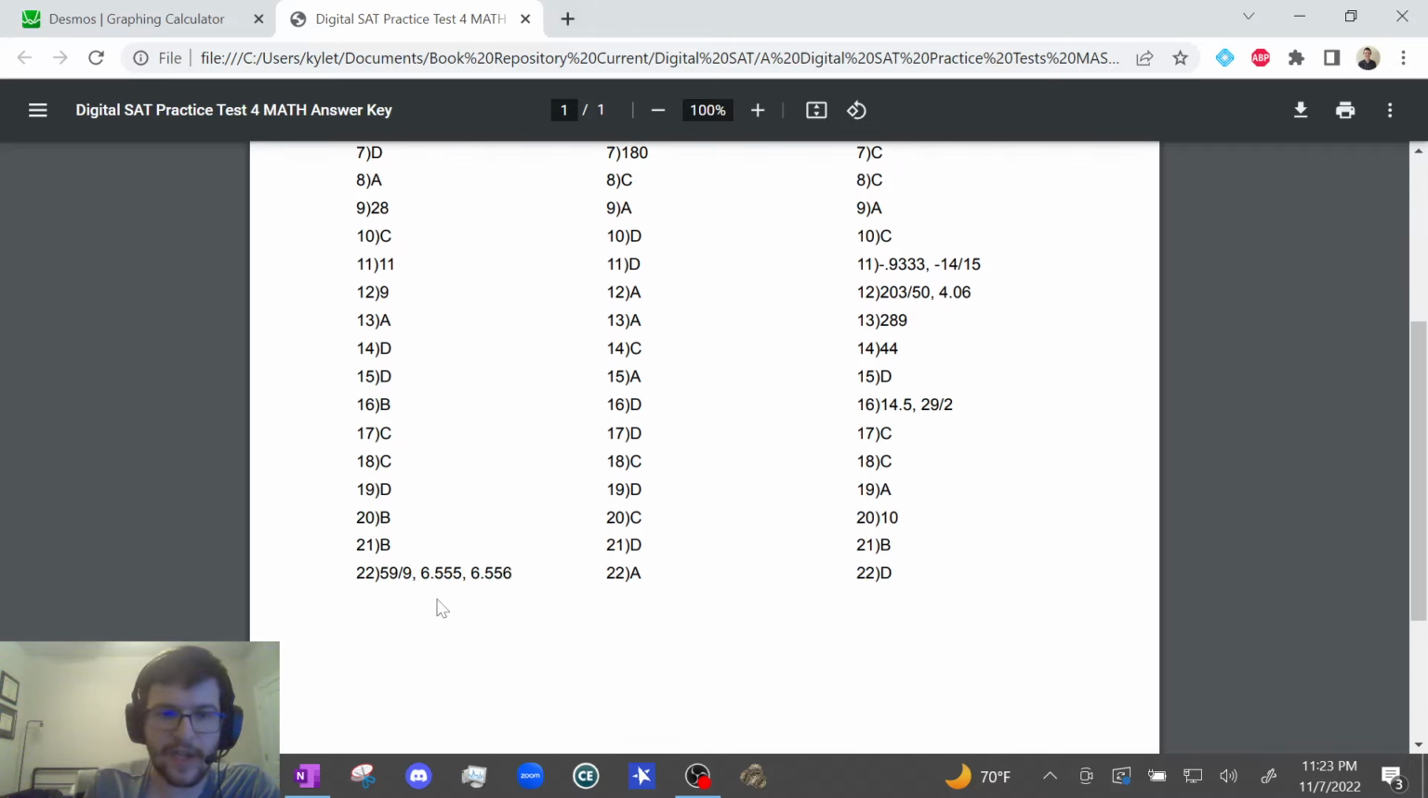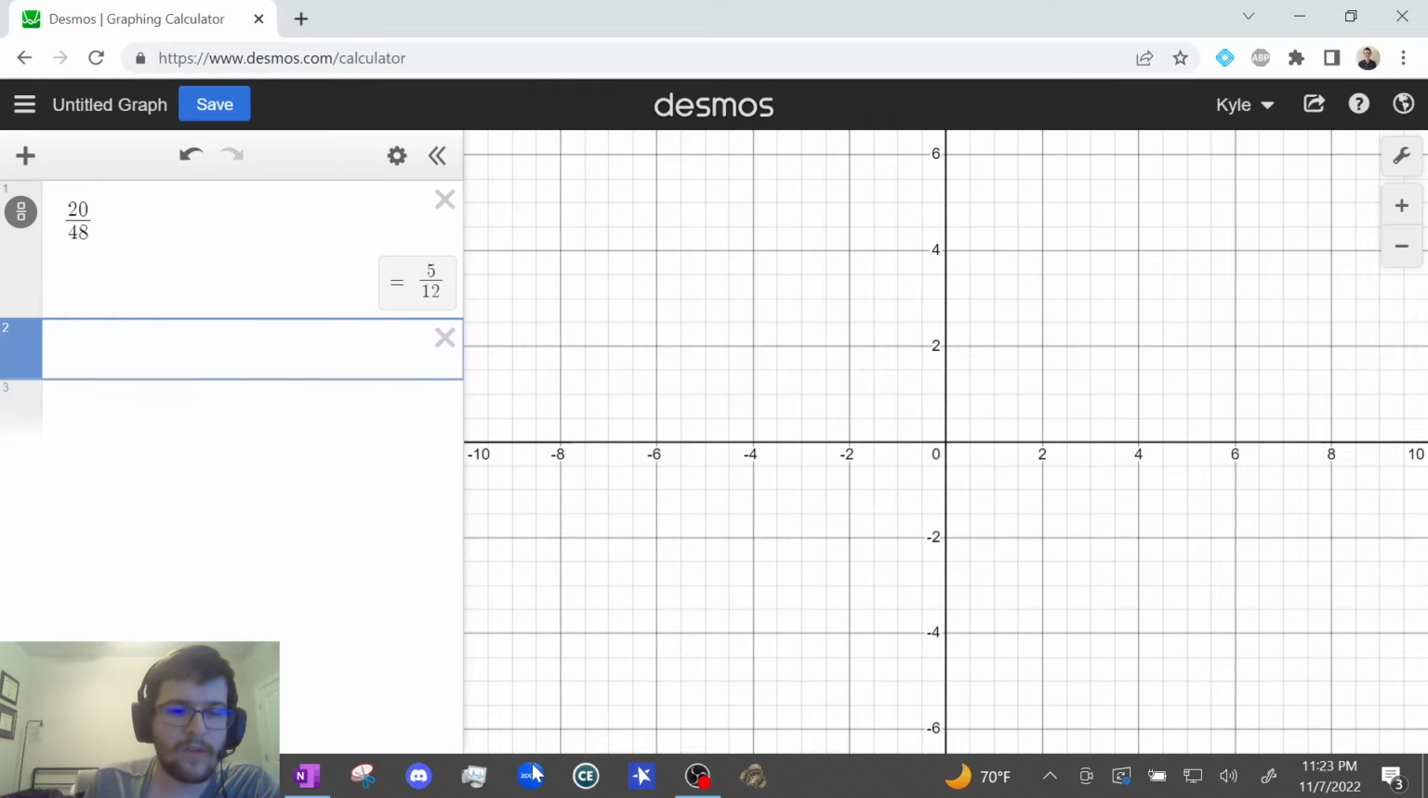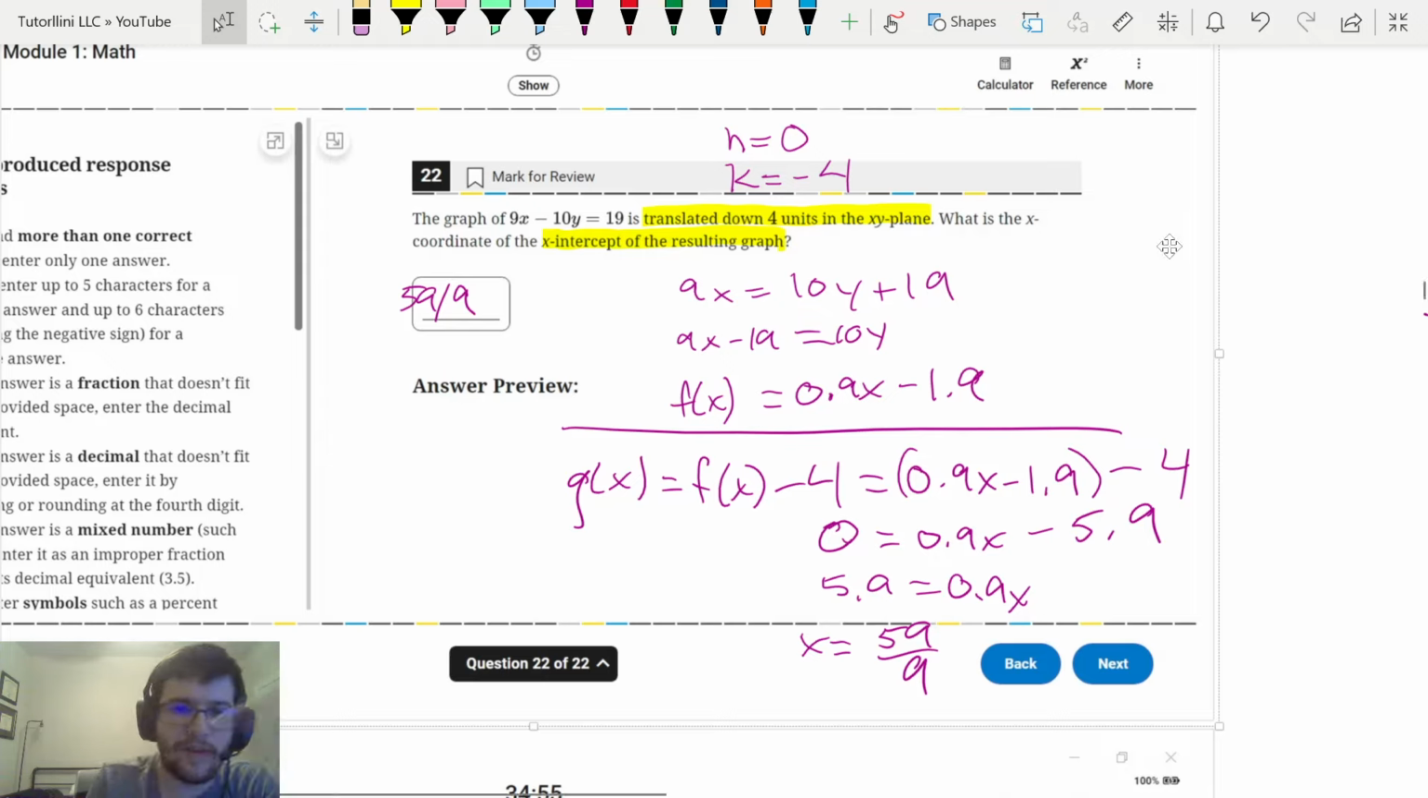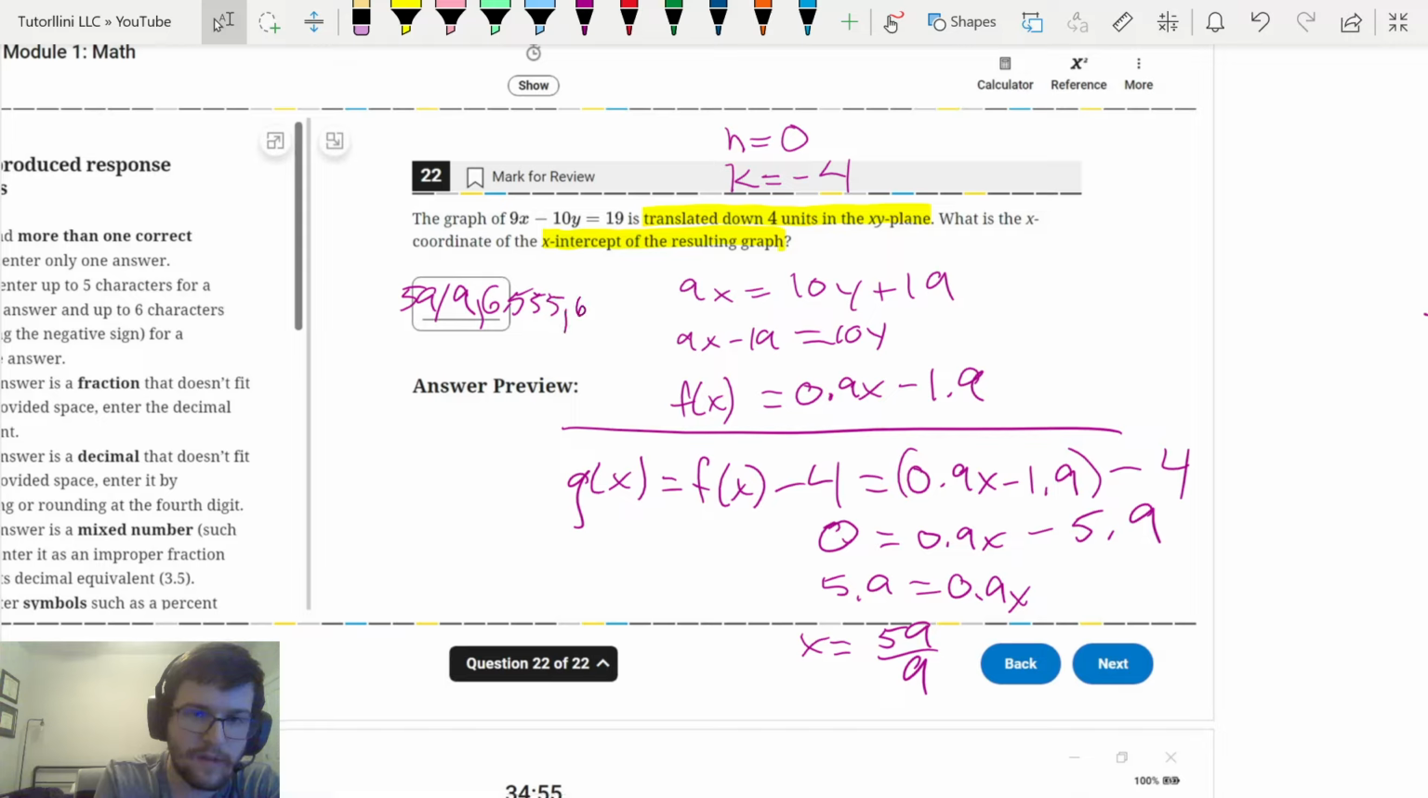So yeah, they also would have accepted 6.555 or 6.556. But why risk rounding it wrong? Your calculator will just simplify it for you. I just showed you how to simplify it on Desmos, so why don't you just do that? I feel like that's easier. It's not going to round for you, but it'll do the fractions for you. It's more foolproof, right? You're less likely to make a mistake if you just let the calculator do it.